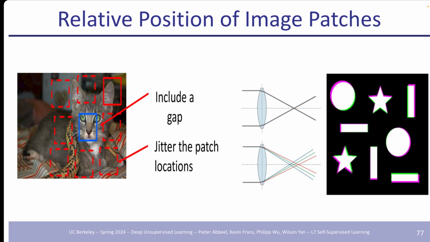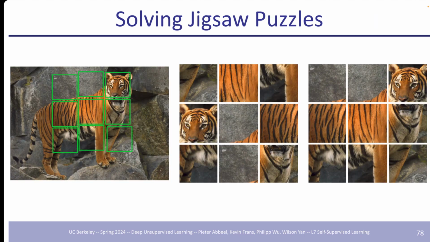Talk about include a gap, jitter the patch locations, and in fact, the thing on the right is illustrating jitter the colors. So locally, the color pattern might have a certain pattern to it, due to lighting and so forth. You don't want the network to say, oh, I'm going to pay attention to the detailed color pattern to know that these are actually neighboring right there. You want, again, the ConvNet in this case to understand the semantics of what's in the image. So random perturbations are added to make sure the solution is not too easy based on local texture.